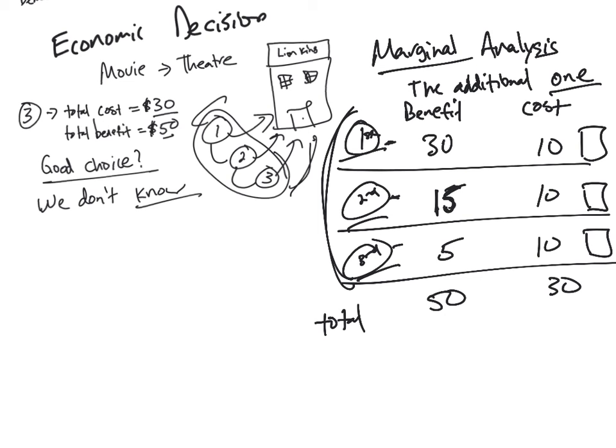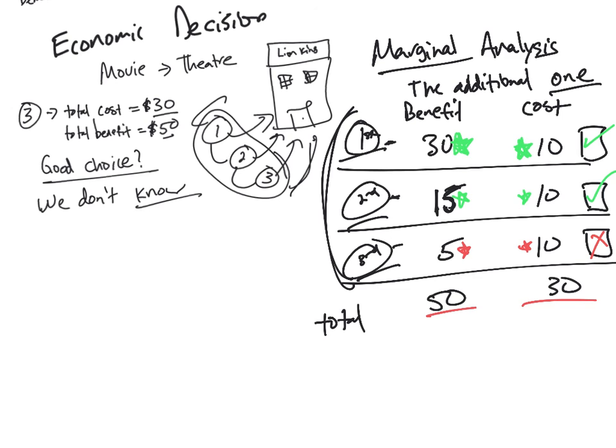So should I go 3 times? Let's look at it like this. Benefit, cost, worth it. Think of this as, would you give up $10 to pick up $30 of value? And the answer would be, obviously, I would. I would give up 10 to get 30. I'm 20 better off by doing that. And then we go to the next one. Would you give up 10 to pick up 15? Yes, obviously you would. But what about this one? Would you give up 10 to pick up 5? The answer is, you would not.